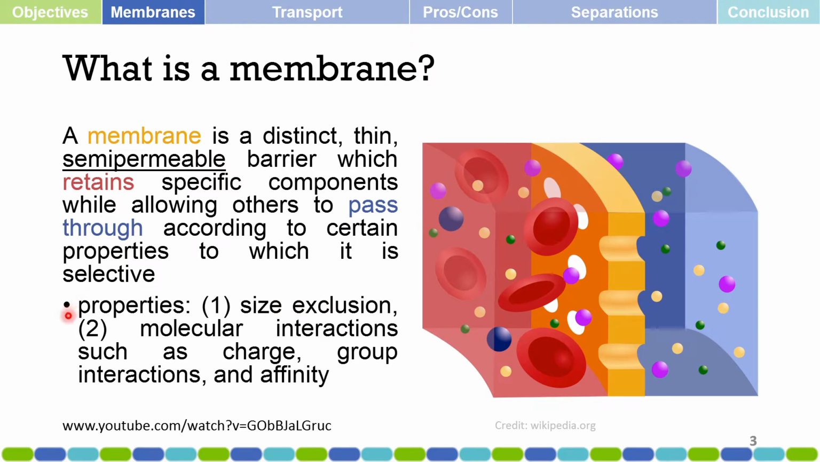So what are the properties that a membrane can be selective with or for? First is size exclusion, or the molecular size. Second is through molecular interactions. So it may be the charge, which refers to how charged species such as ions attract or repel each other. It could be group interactions, primarily hydrophobic or hydrophilic interactions. And then affinity, which may be the biospecific interactions among proteins.